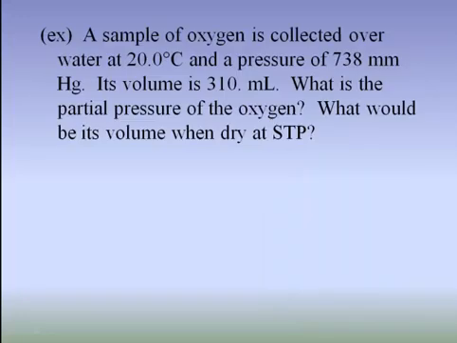In this question, a sample of oxygen is collected over water at 20 degrees Celsius and 738 millimeters of mercury. The volume collected is 310 milliliters. What's the partial pressure of the oxygen? For this part, all you have to do is use the atmospheric pressure and take out the vapor pressure of water at 20 degrees Celsius.